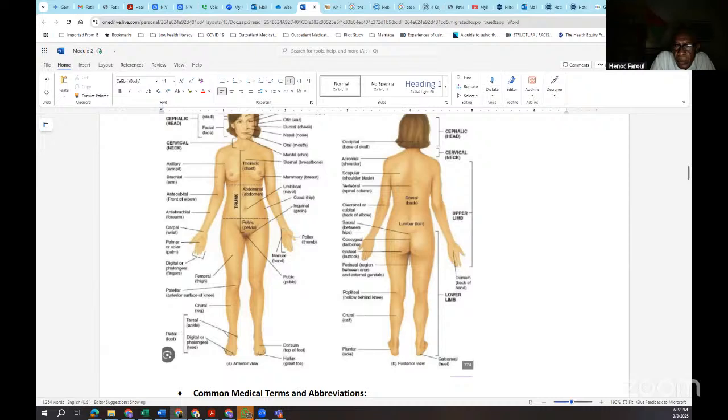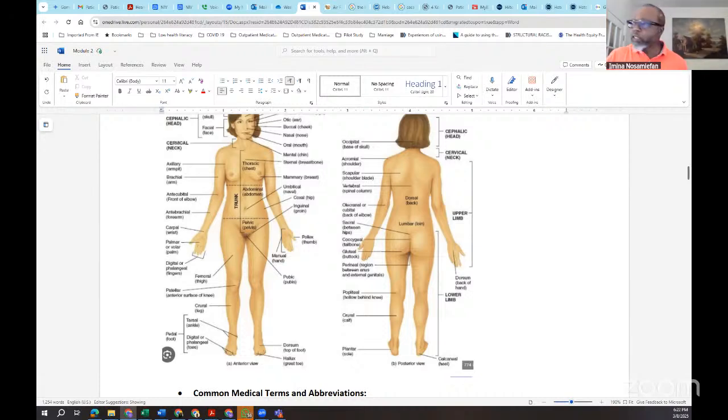Now, the other thing that we need to know is anatomical planes. Some people say extremities instead of limbs. Yes, extremities: upper extremities, lower extremities. Okay.